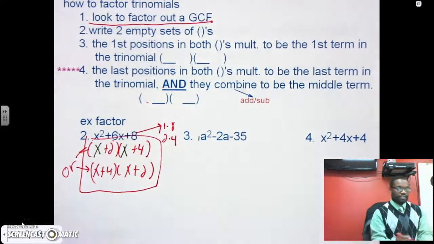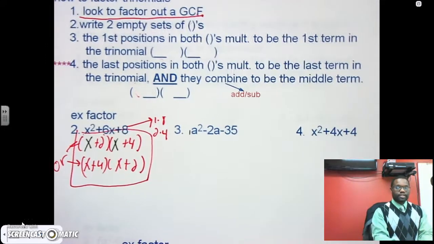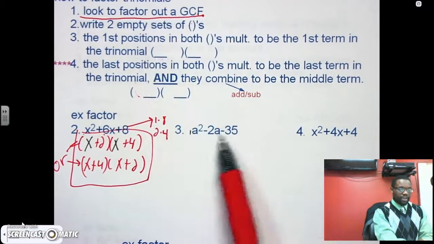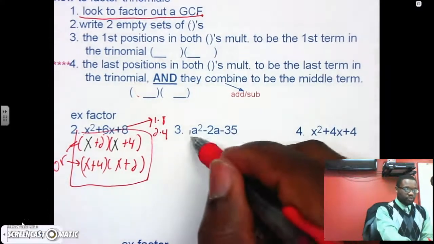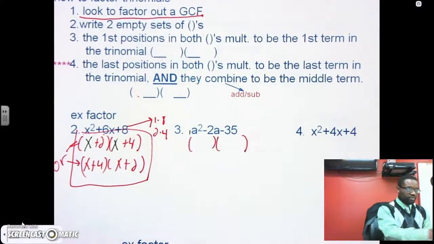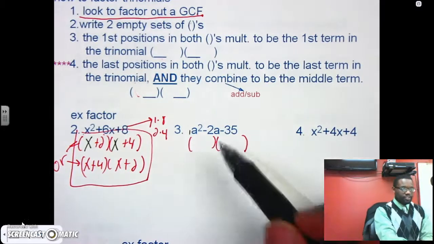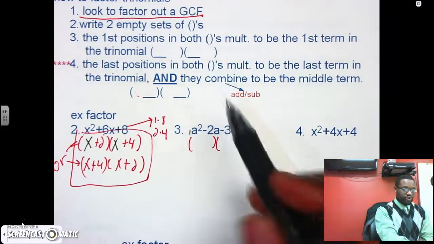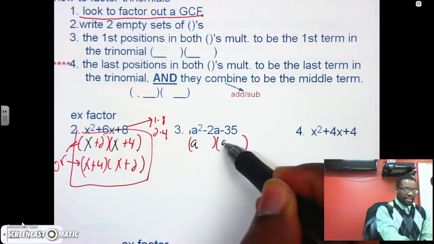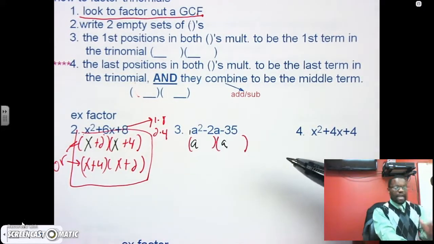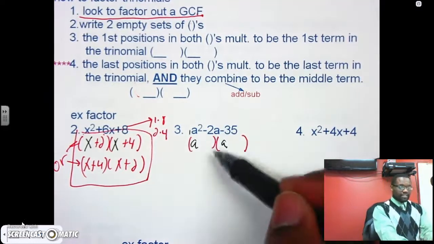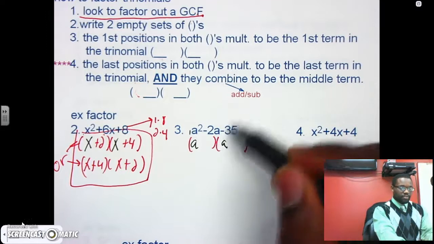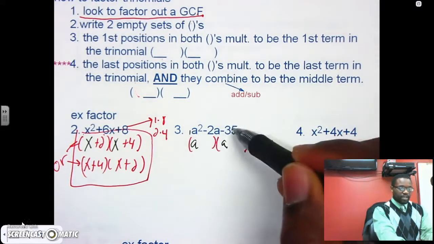Alright? Let's look at number 3 here. Notice my variable changed. So what? Rule number 1, look to factor out a greatest common factor. There isn't one. Rule number 2, put 2 empty sets of parentheses. Rule number 3 says in the first position, put what multiplies to give you an a squared, which is an a here and an a here. Alright? Now, the next step is to list all the numbers that multiply to be negative 35.